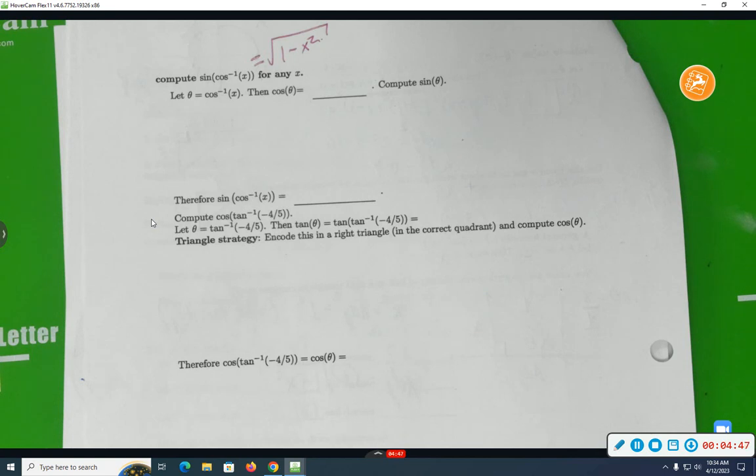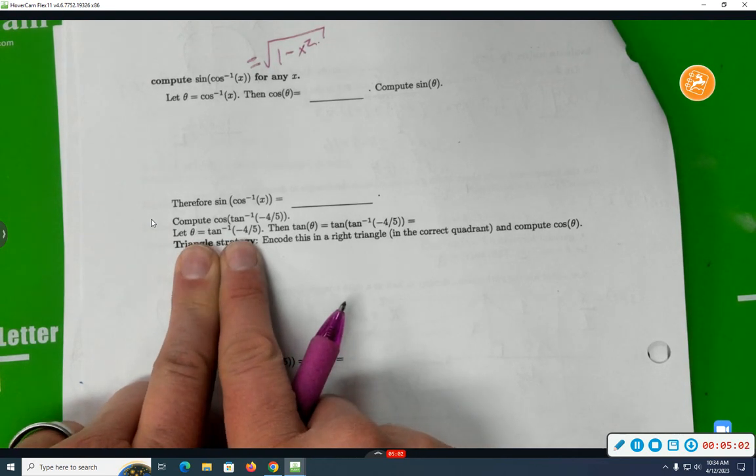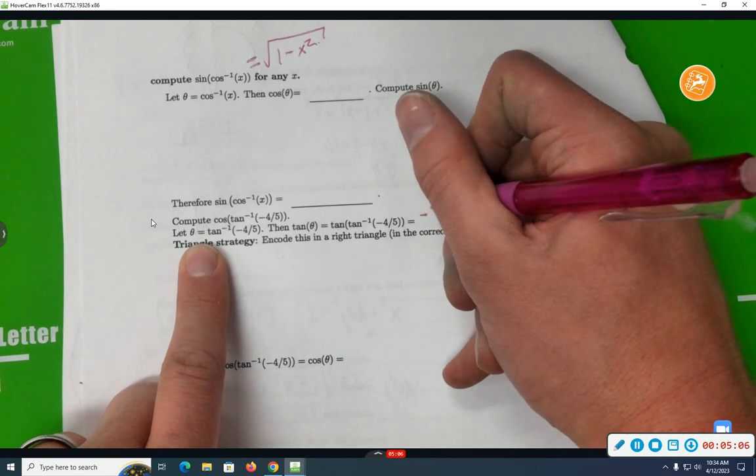So remember the way that we think about this. Inverse tangent of negative 4 over 5 is an angle. It's the simplest angle whose tangent is negative 4 over 5. So if theta is the inverse tangent of negative 4 over 5, then I know the tangent of theta. The tangent of theta is negative 4 over 5.